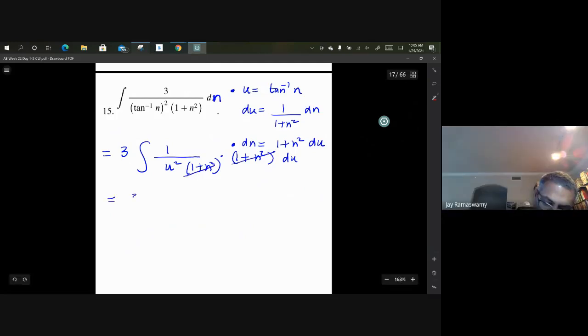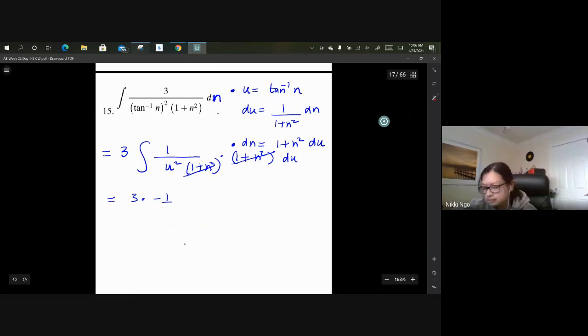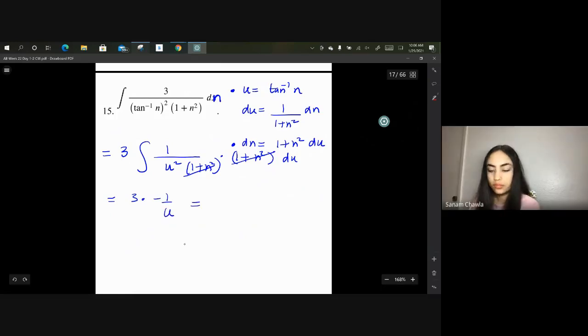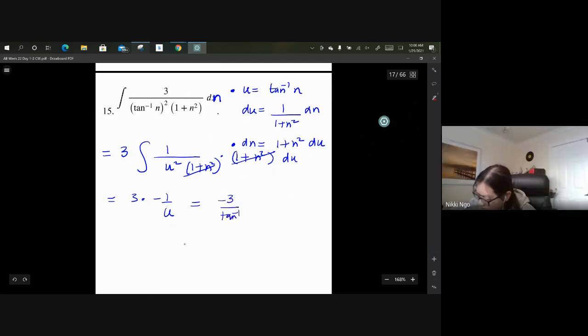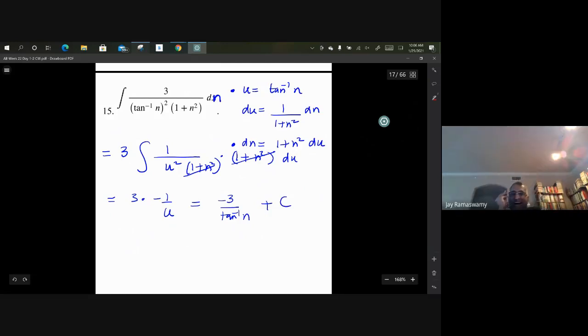Let's wrap it up. For those of you who remember your formulas, what's the integral of 1 over u squared? Negative 1 over u. So the absolute final answer: negative 3 over 10 times the inverse of that, 10 plus c.